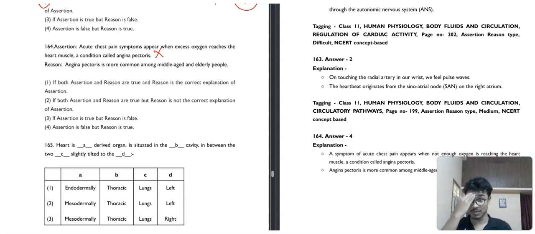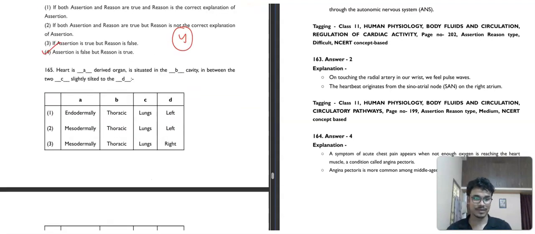Then angina pectoris is more common among middle age and elderly. It is correct actually, but angina pectoris can happen with anyone. So assertion is false, but reason is true. You can also say, so it is also correct. So assertion is false, but reason is true. Fourth option is our correct answer.